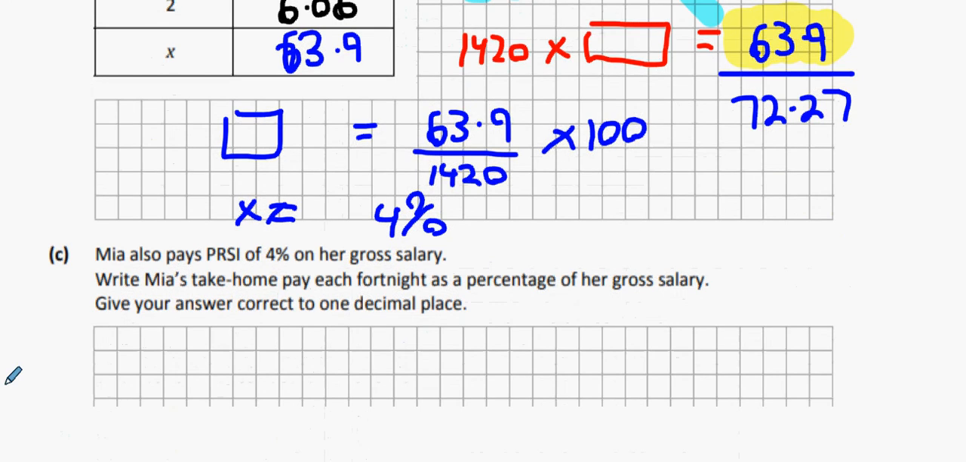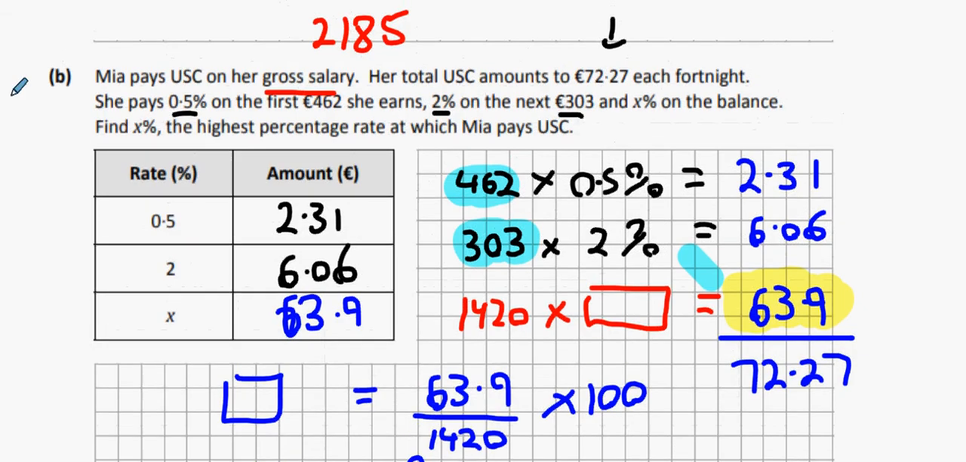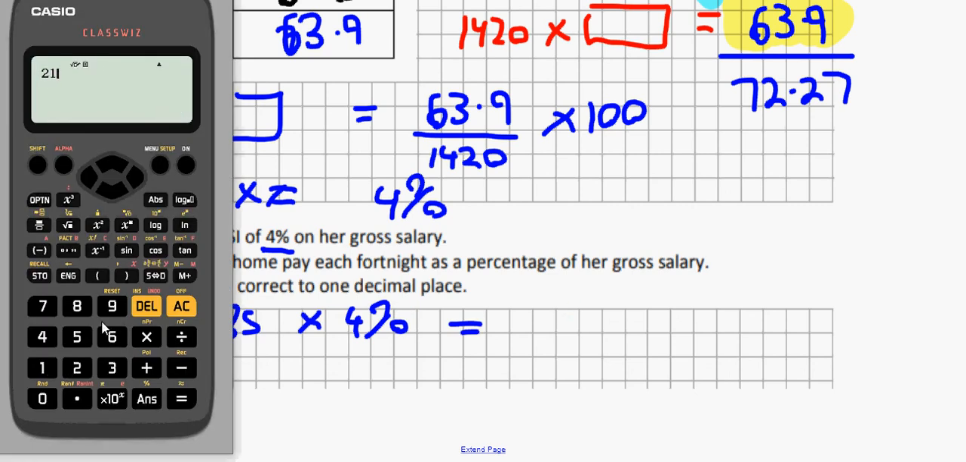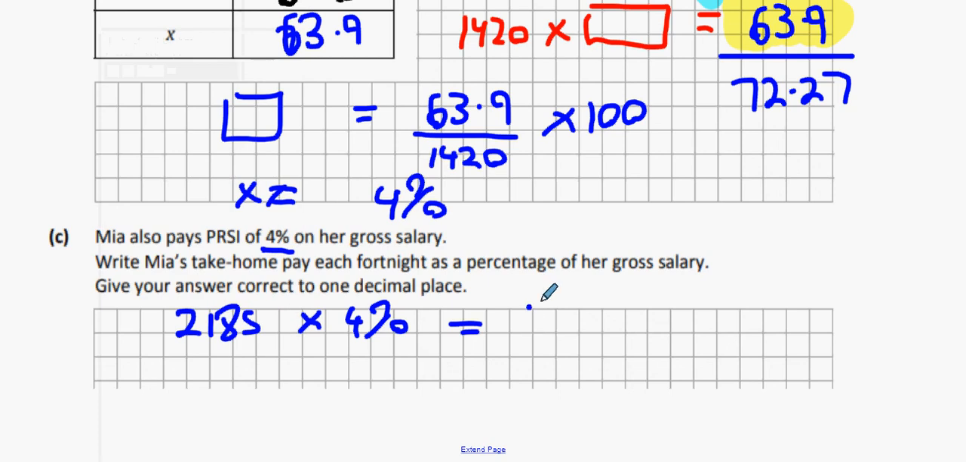Now we're finally at the home stretch to take home pay, right? What's 4% of her gross salary? So 2185 multiplied by that, and what's that? 87 euro and 40 cents.